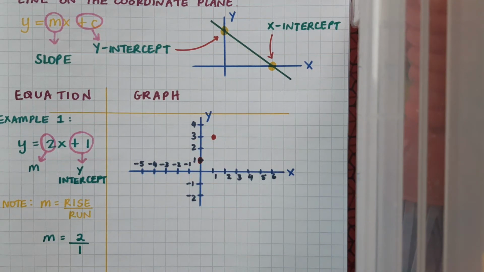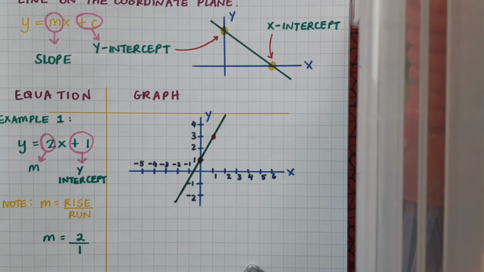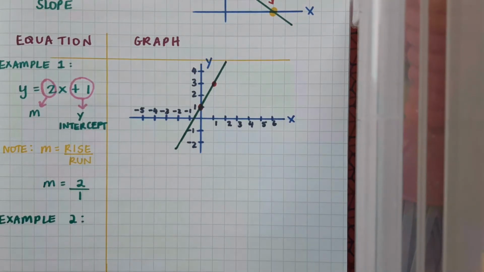And now, of course, that I have 2 points, all I have to do to graph the line is simply join them. So now I've been able to visualize what this line looks like on the coordinate plane just by looking at those 2 pieces of information in the equation of that line. Let's do a second example.